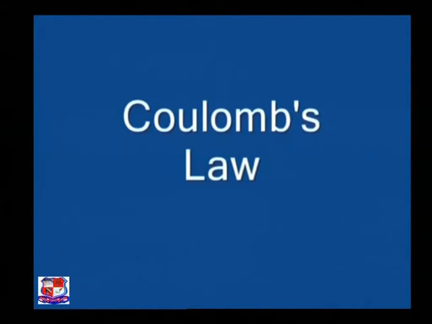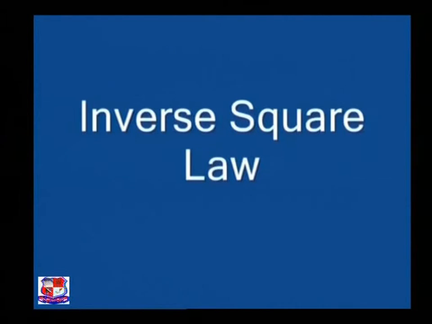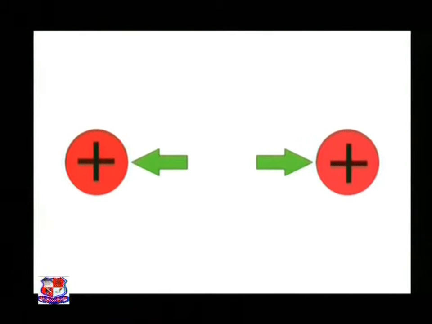Coulomb's law, this fundamental law of electrical science, is also referred to as the inverse square law. According to this law, if two charged bodies are kept at a certain distance, they will experience an attractive or repulsive force depending upon the nature of their charges. If the bodies are charged by similar electrical charge, they will repel each other. If the bodies are charged by opposite electrical charge, they will attract each other.